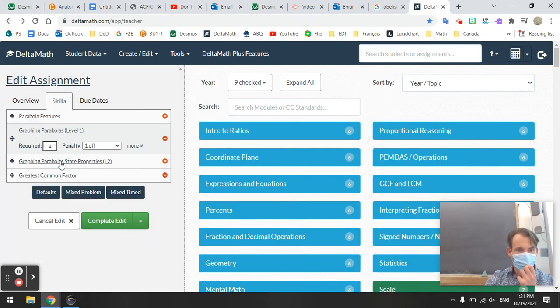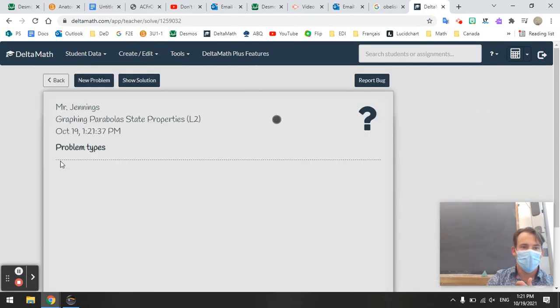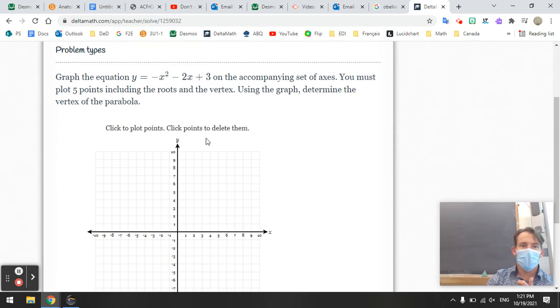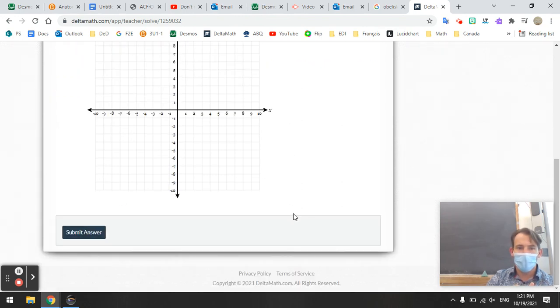The last type of problems that I have here for you that's new is graphing parabolas and stating the properties. So here we have an equation y equals negative x squared minus 2x plus 3, and graph it on these axes. I have to include 5 points, including the roots and the vertex. And then using the graph, determine the vertex. Okay, so it just wants you to put in all these points, and then it's going to ask you what's the vertex. That's the only different thing about there.